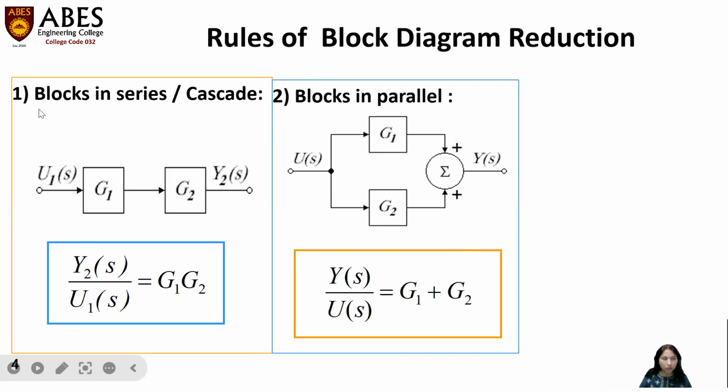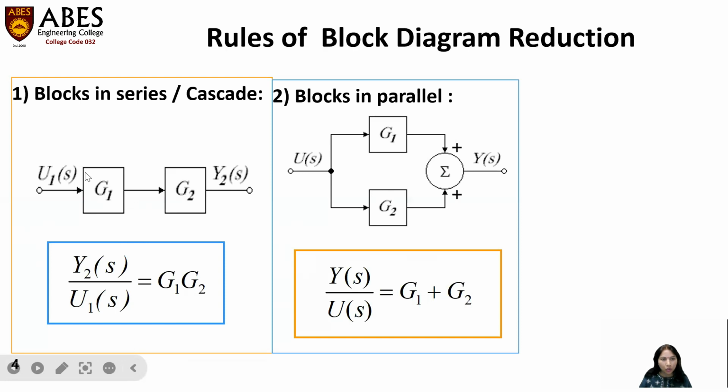Now consider the first rule. The first rule is blocks in series or cascade. In a block diagram, if you find two, or many, blocks connected in series or in cascade, in such a fashion, suppose these two blocks are connected like this, we can say that these two blocks are connected in cascade or series. In this picture, I have shown only two blocks, but there may be 2, 3, 4, 5 blocks connected in cascade.